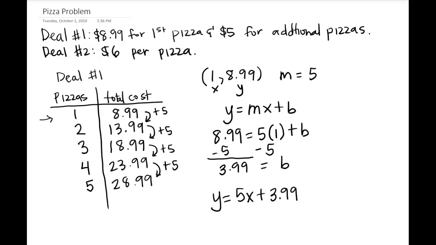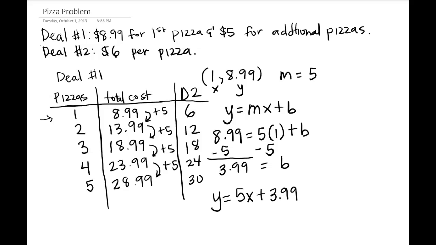Then, on the first question, part A, it does say we were trying to figure out when deal 1 becomes a better deal. We know deal 2 is just $6 a pizza. So maybe if I write another column here for deal 2, I'll just put it as D2. For 1 pizza, we know that's going to be 6. For 2, it's going to be 12. For 3, it'll be 18. For 4, it'll be 24. And for 5, it will be 30.